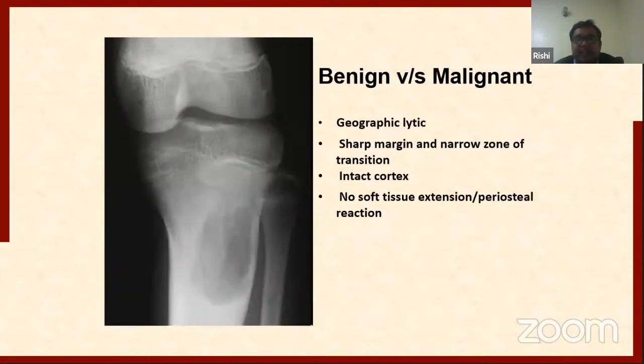So in this X-ray I started with, the first thing we would like to know is whether this is benign or malignant, because this is a geographic lytic lesion with very sharp margins and a narrow zone of transition, with intact cortex, without soft tissue component or periosteal reaction. This is a radiologically benign lesion.